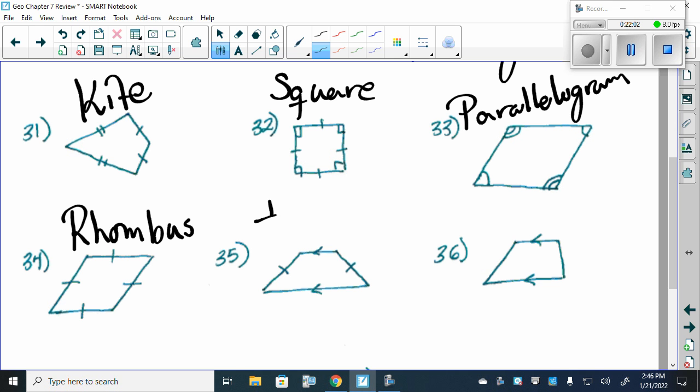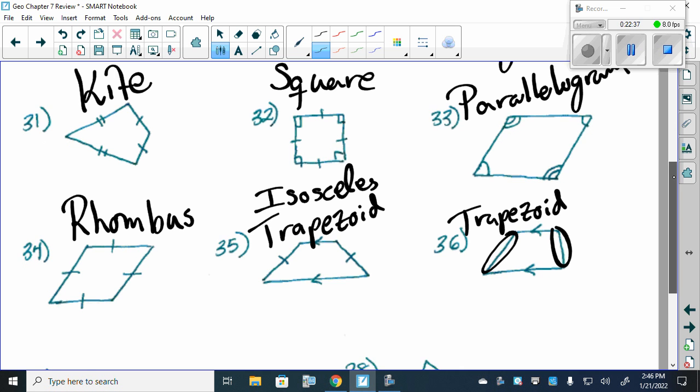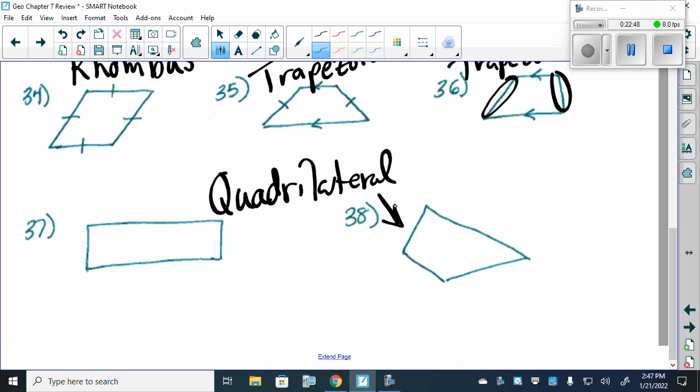35 is an isosceles trapezoid. Because a trapezoid is a 4-sided figure with 1 set of parallel lines. And if the legs, the sides that are not parallel, are congruent, it's going to be isosceles. Where 36 is just going to be a trapezoid, because the non-parallel sides are not congruent. Quadrilateral. Both of these would be a quadrilateral because we don't have any information about the sides or angles.